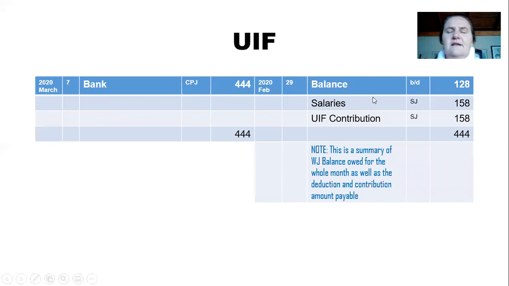UIF. Here is the example that I've already discussed with you. So this 128 Rand is a balance brought down from all the wages journals combined. So it's all 8 entries for the employer and the employee both combined. Okay. So it was 16 Rand times 2 times the 4 weeks. Okay. Then I've got the salaries journals entry for the employee, and then the contribution part for the employer. That added together gives me my 444, which is then closed off. And how much do I pay UIF? 444 Rand. Okay, right.